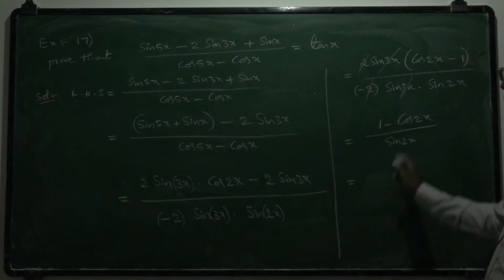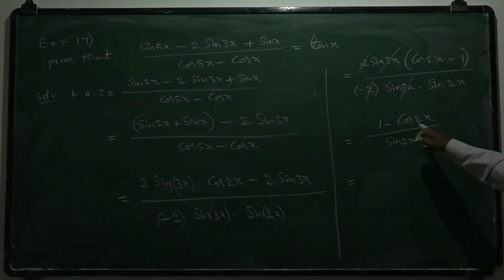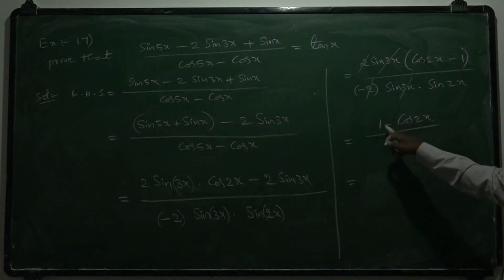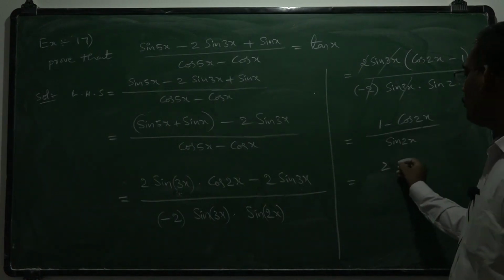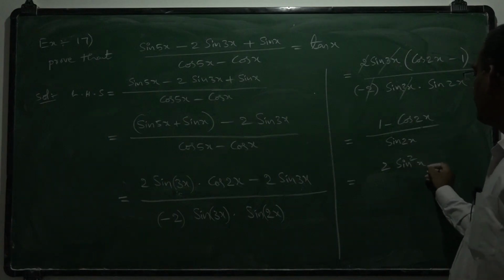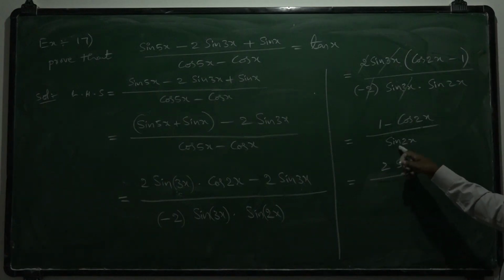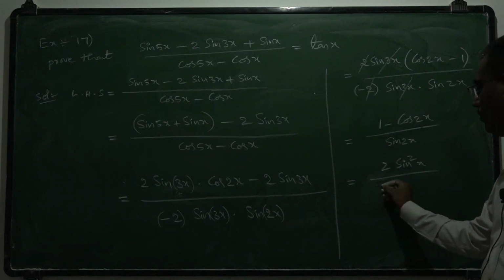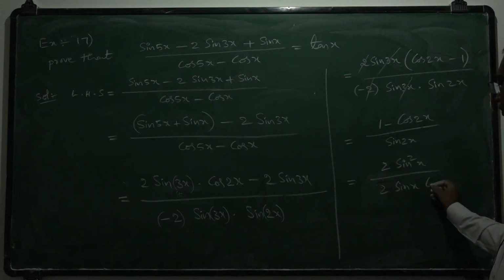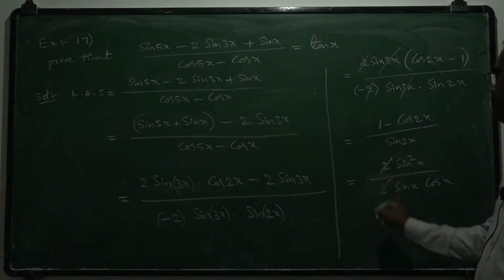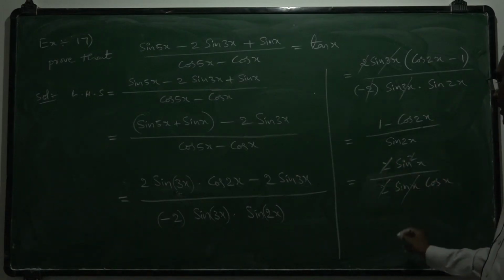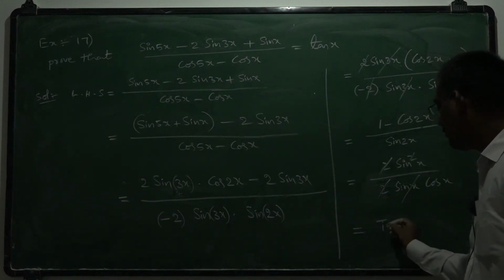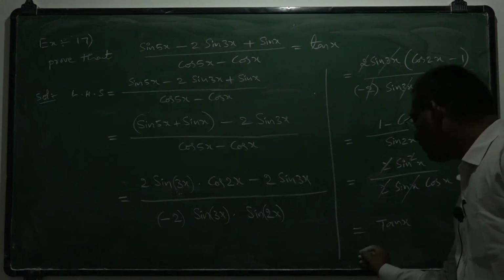We know the formula of 1 minus cos 2a is equal to 2 sin square a. Therefore 1 minus cos 2x is equal to 2 sin square x. The denominator sin 2x is in the form of sin 2a, which is equal to 2 sin a cos a. Therefore sin 2x is equal to 2 sin x into cos x. So 2 cancels, one sin cancels. The remaining value sin x by cos x is equal to tan x. That is equal to RHS.